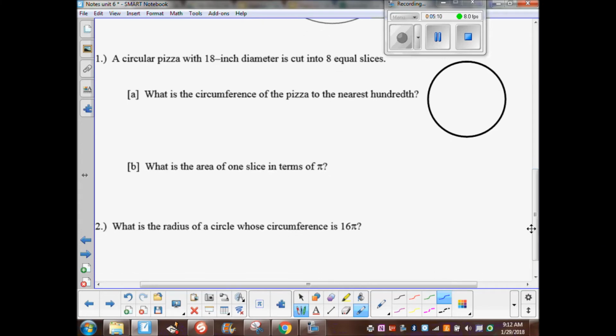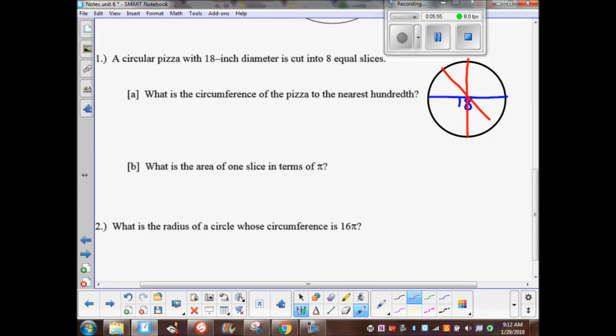It says, a circular pizza with an 18-inch diameter is cut into 8 equal slices. Do you have that drawn on your paper? I already drew mine in, so go ahead, draw that circle. The key with geometry is, if it mentions a shape and doesn't give it to you, you've got to draw it. Circular pizza with an 18-inch diameter. So I'm going to draw in that diameter, and put on there that it's 18. And it's cut into 8 equal slices.